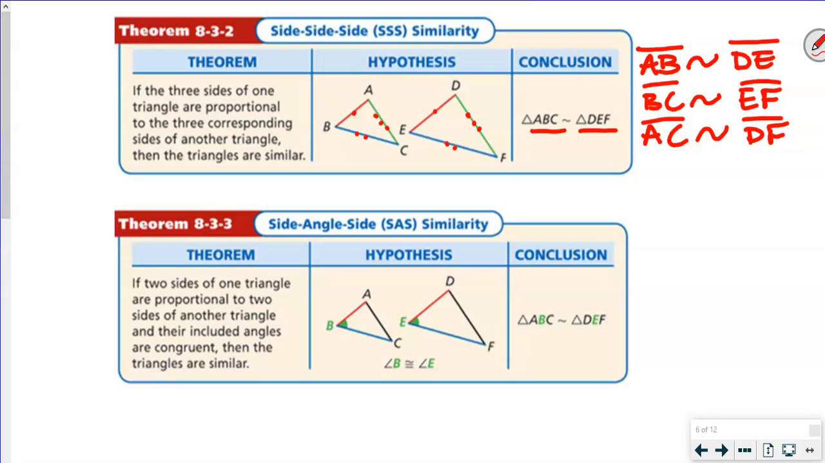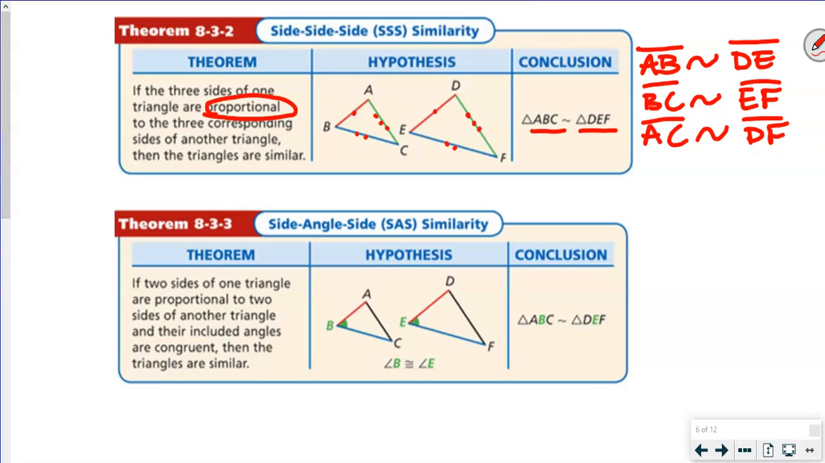So those have to be proportional. Y'all got me? So if 3 sides of one triangle are proportional to 3 corresponding sides of another triangle, then the triangles are similar, okay? Now, with side angle side, you're going to have an angle that's congruent, and then you're going to have a pair of sides that are on either side of that angle. So it's an included angle, right? The angle's included between the 2 sides. Remember, included and in between are interchangeable terms.